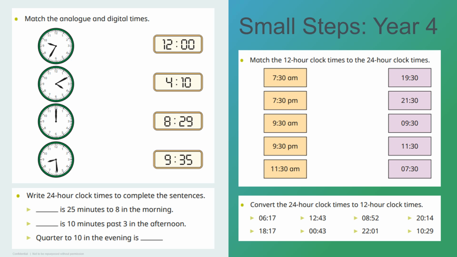Work on matching and understanding the difference between analogue and digital time. So again, they'll use the pictorial methods of looking at pictures of the analogue clock and images of the digital clock and comparing and matching those. And they might do some work on writing 24-hour clocks as well to complete sentences, for example, as you can see at the bottom there. And yeah, just converting 24-hour clock times to 12-hour clock times and so on.